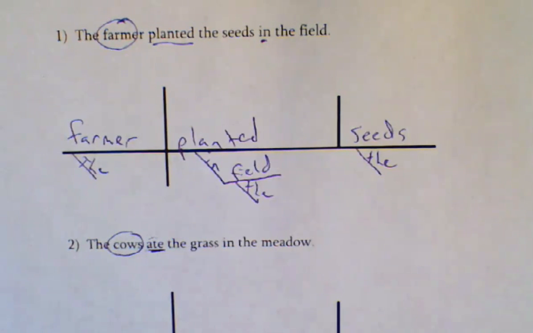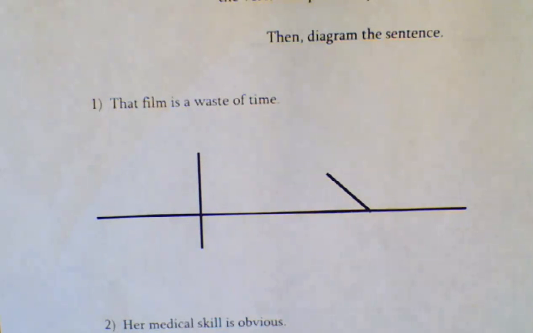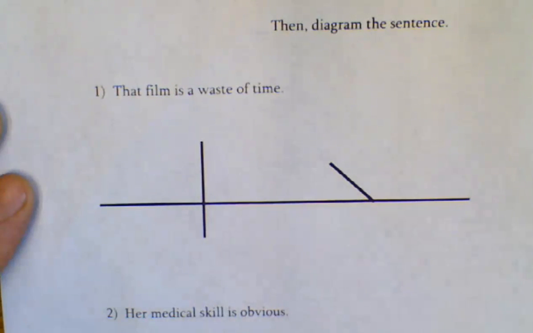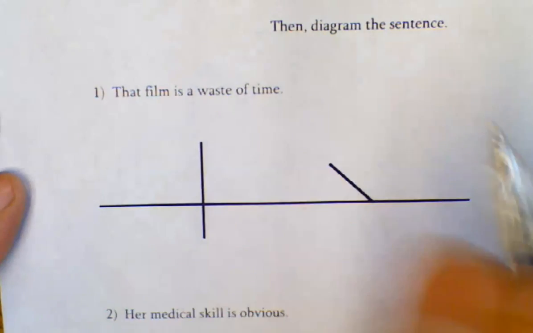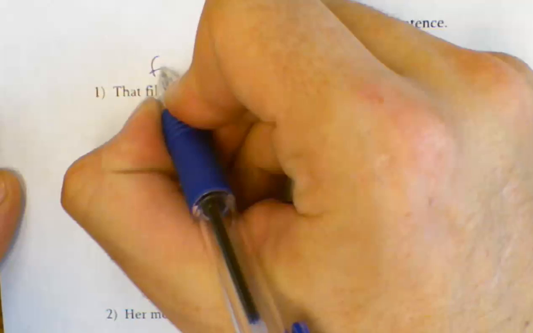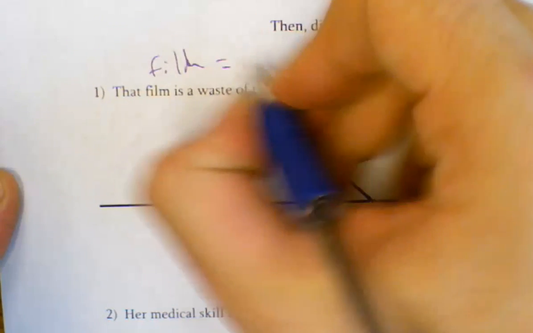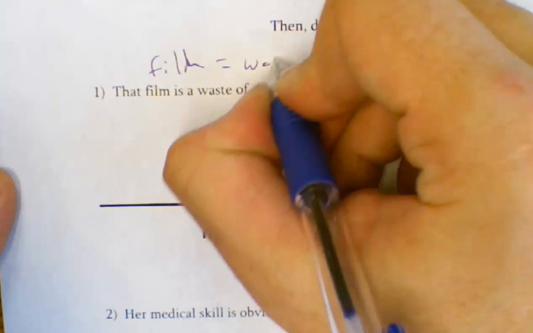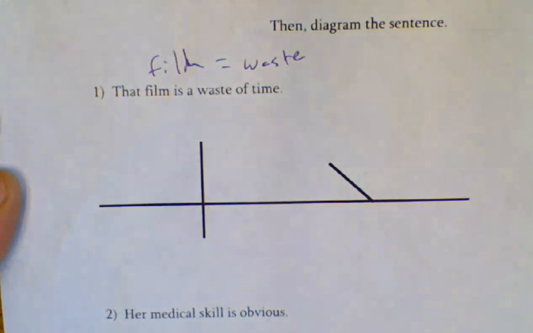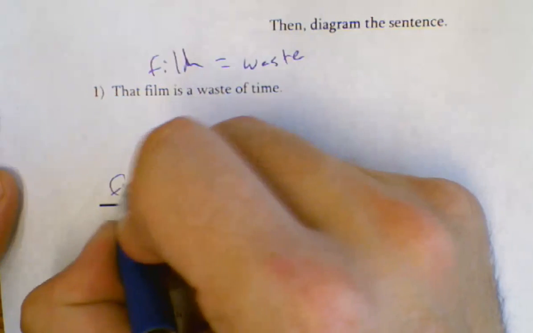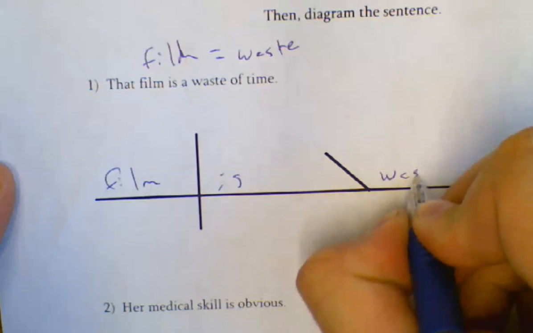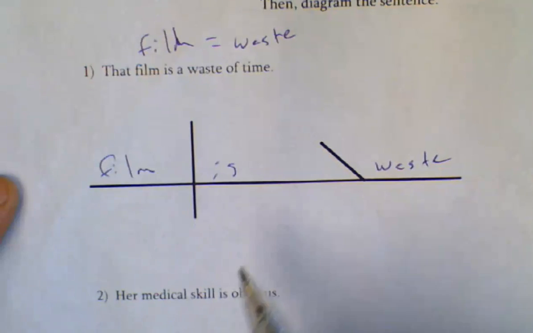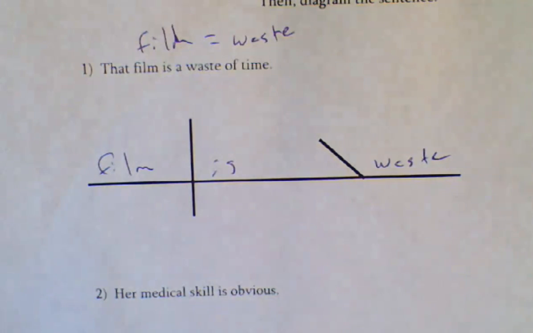Now we're going to go ahead and do the next one, which is a subject complement example. That film is a waste of time. Well, we know is always is our linking verb. Always acts as an equal sign. Film equals waste. We know it's an equal sign. So film is my subject, is my verb, waste is my subject complement, and then you can go ahead, fill in the rest of time. I'll tell you is a prepositional phrase.